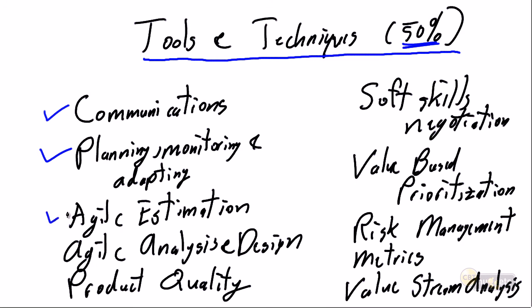How do we do agile estimating? How do we do agile analysis and design? And yes, there is analysis and design in Agile. The difference from traditional analysis and design and Agile analysis and design is we do our Agile analysis and design incrementally, iteratively, so we do just enough analysis and design to deal with the business requirements in the current iteration and nothing more.